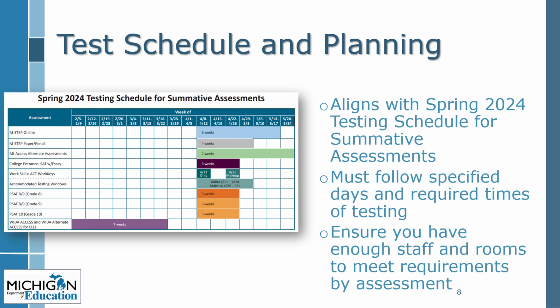There are 5 key components of secure assessment administration that must be followed. The first component is your testing schedule. Your testing schedule must align with the spring 2024 testing schedule provided by the OEAA. There are specific testing days, testing windows, and times of administration depending on the assessment being administered. It is important that you plan in advance to ensure that you have enough staff and rooms available to meet the requirements for each assessment.